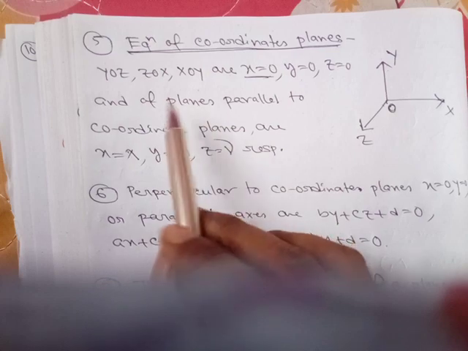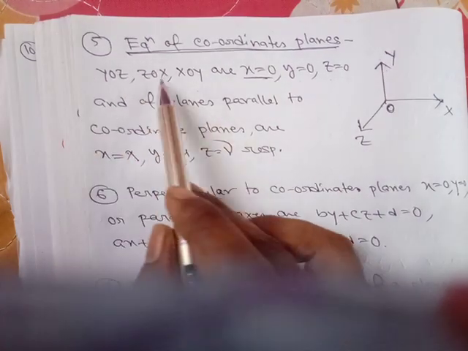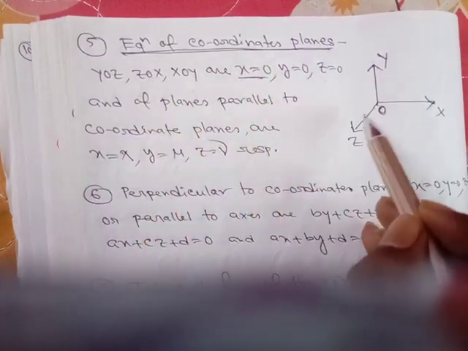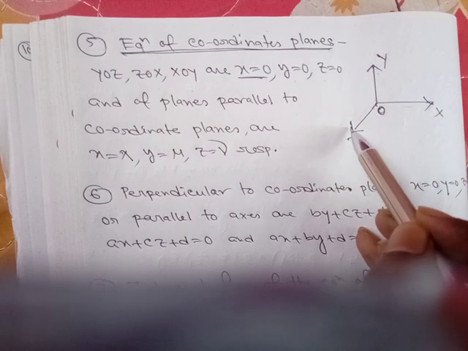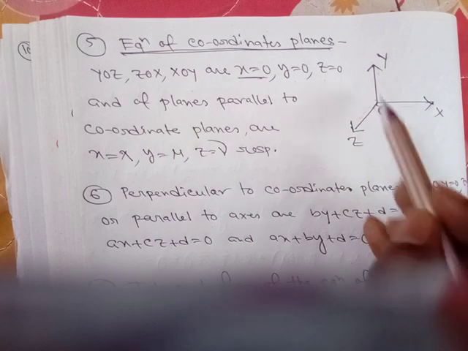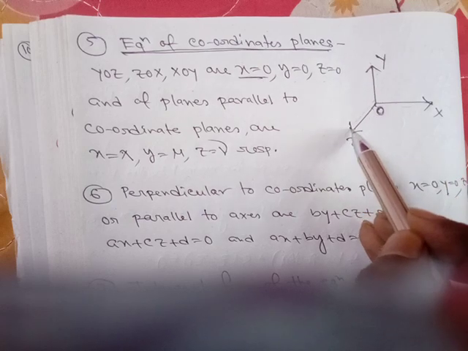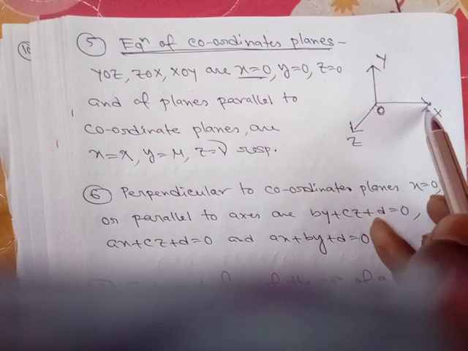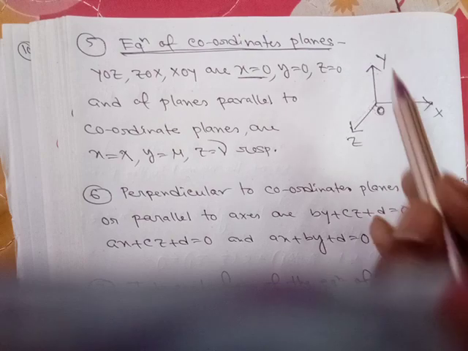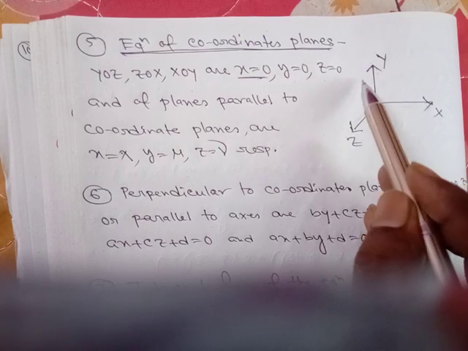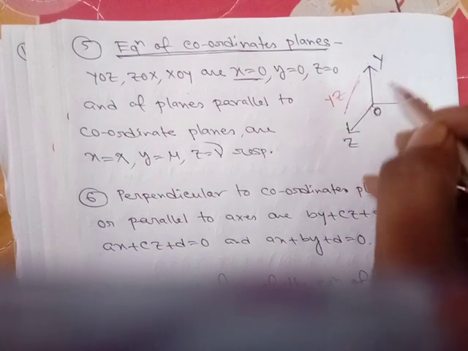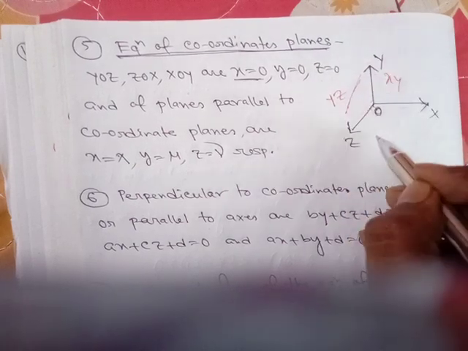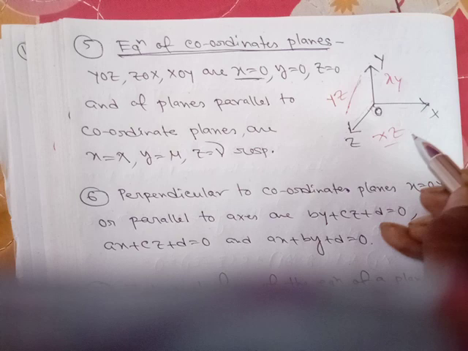Next, equation of coordinate plane. Suppose this is the x axis, this is the y axis, and this is the z axis. O is the origin. Now the yOz plane, zOx plane, and xOy plane. See, the yOz plane means this plane. This is also called the yz plane. This is called the xy plane, and this is called the xz plane.